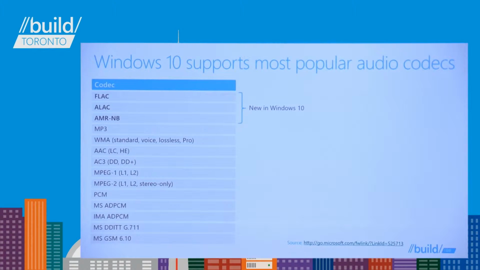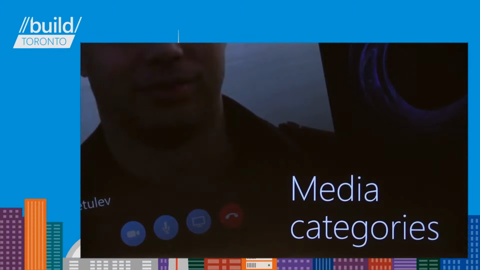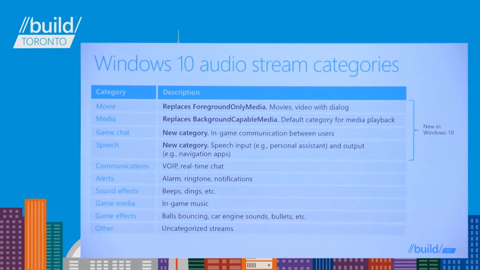Then let's continue talking about audio. Let's talk about audio codecs. In Windows 10, we added some pretty nice codecs, especially for lossless audio. We used to support a good set of codecs, but now we have more, and you can use them in your application. So if you're doing high-end audio software, now you have lossless codecs to use in your applications.